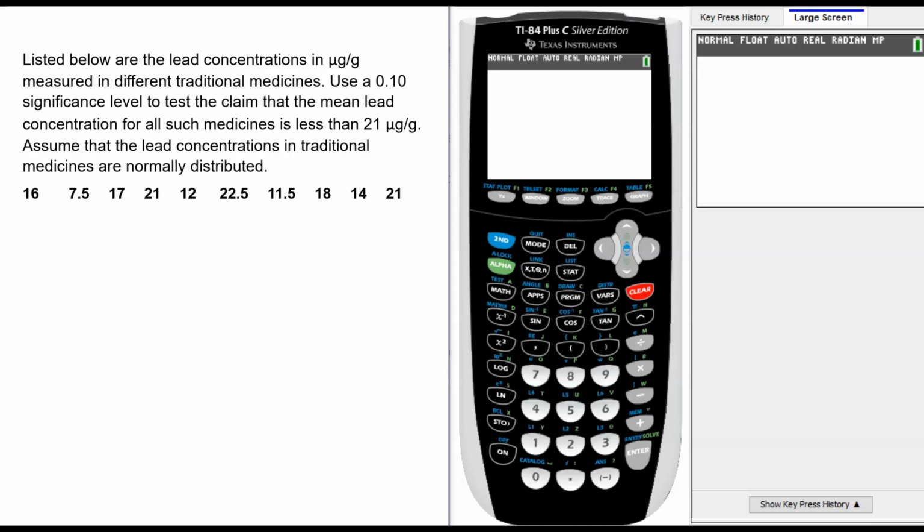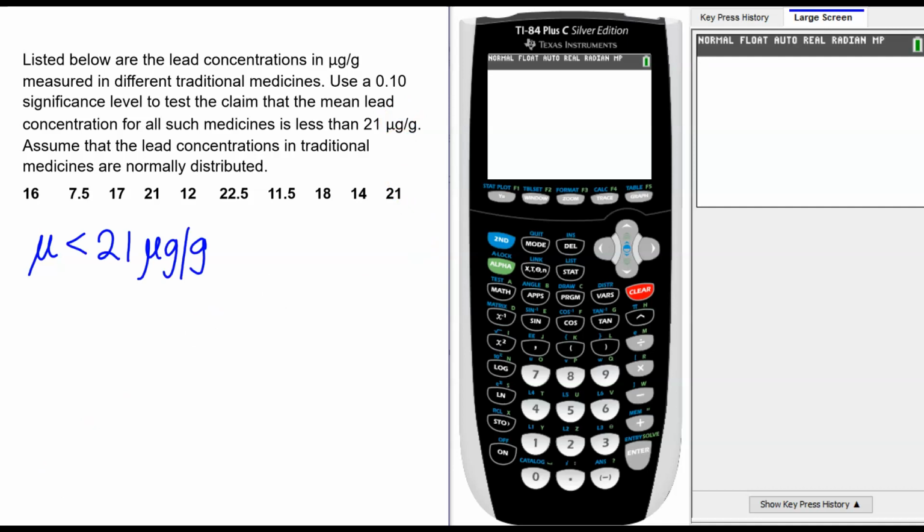Let's identify the claim. The claim is about the population mean, so we are going to write it in symbolic form. Mu, population mean, is less than 21 micrograms per gram.